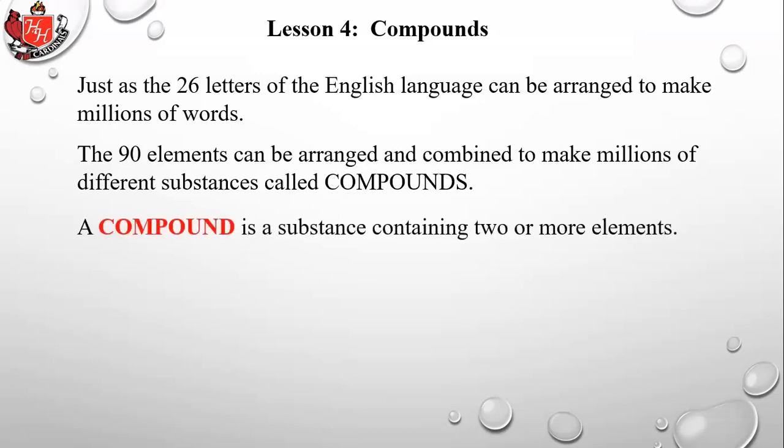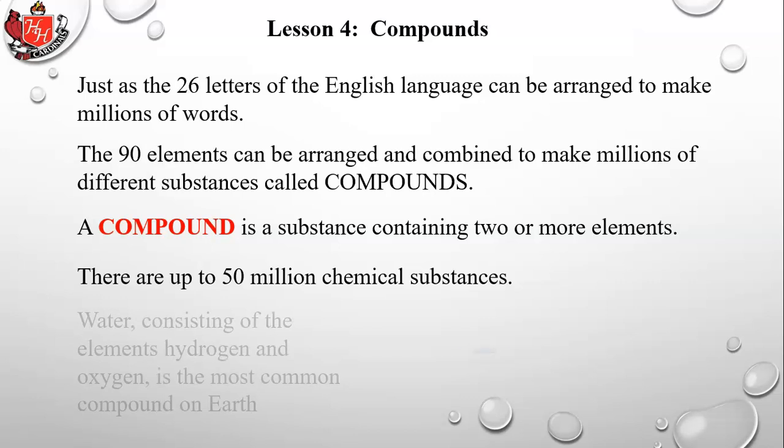A compound is a substance containing 2 or more elements. There are up to 50 million chemical substances, and who knows, it could be more than that, it could be a little bit less, but I've come across that number, and we'll just say it's a whole lot. It's in the tens of millions, definitely.